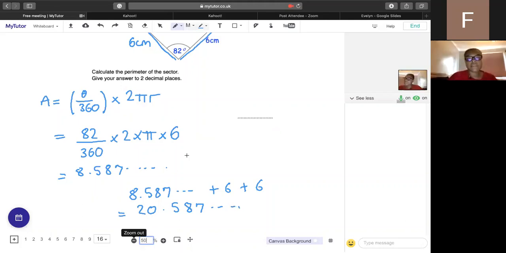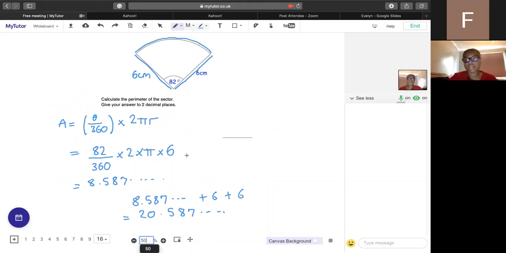The final thing to do is to leave your answer as they've told you to. Give it to 2 decimal places. So 20.587 to 2 decimal places is 20.59. And remember your units. This is just length, because it's perimeter. We were just adding all of our lengths together. So our perimeter would be 20.59 centimeters. Hopefully that makes a lot more sense to everyone.